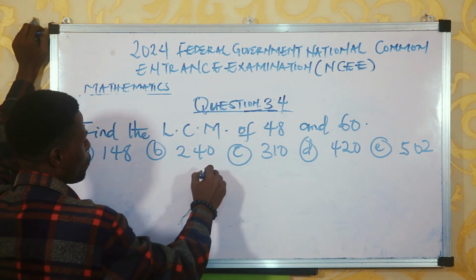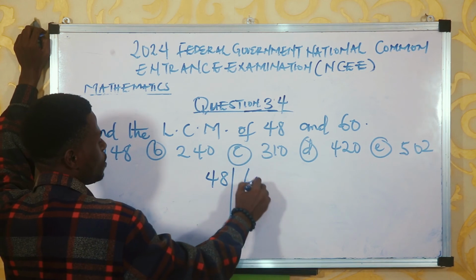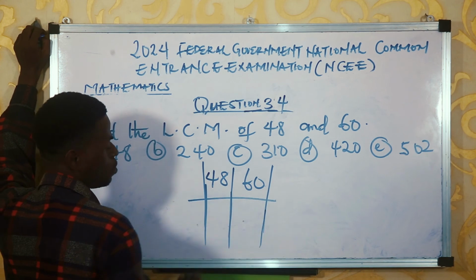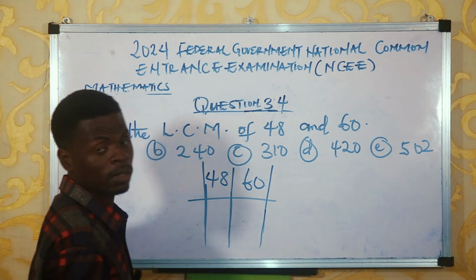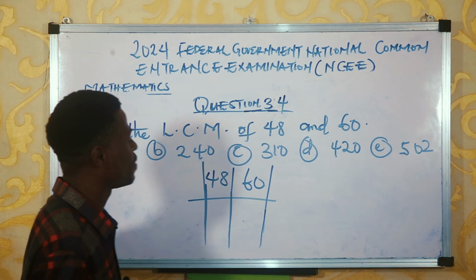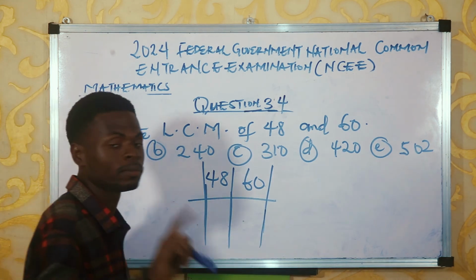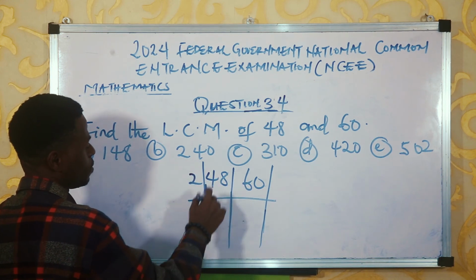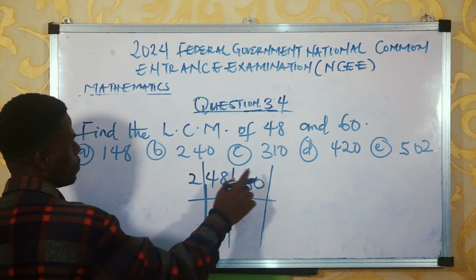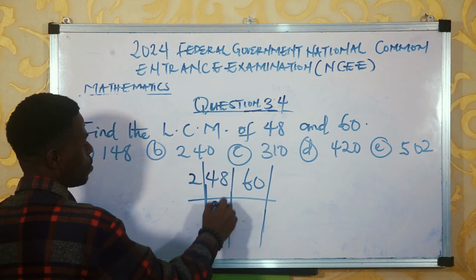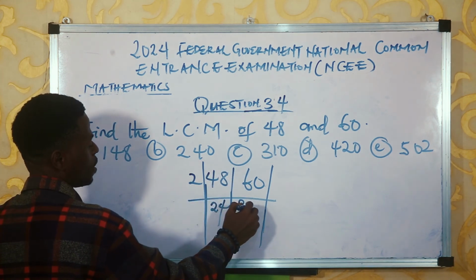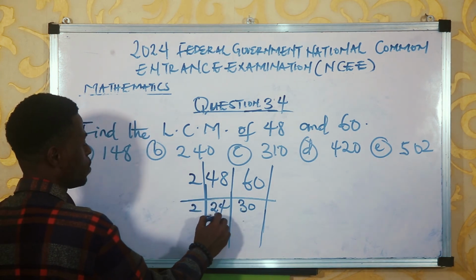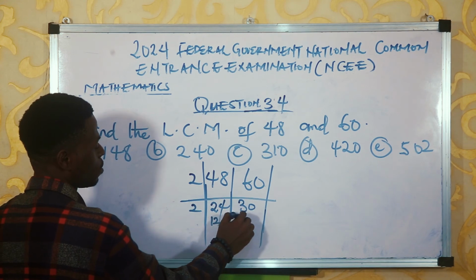Okay, so we have 48 here, and we have 60. Do not forget that your first prime number is 2. And what is a prime number? It can only be divided by itself and 1. So the first prime number can divide both 48 and 60 because they are even numbers. 2 in 48 will give us 24, and 2 in 60 will give us 30. So 2 can still divide both sides. 2 in 24 is 12, and 2 in 30 will give us 15.